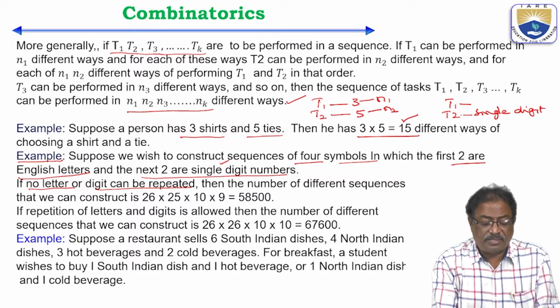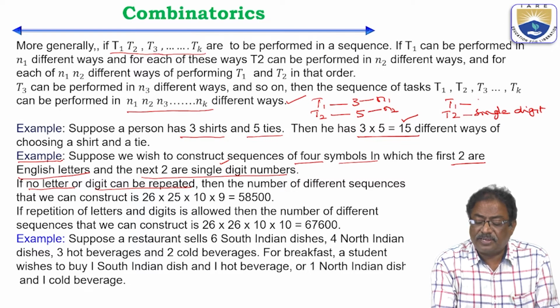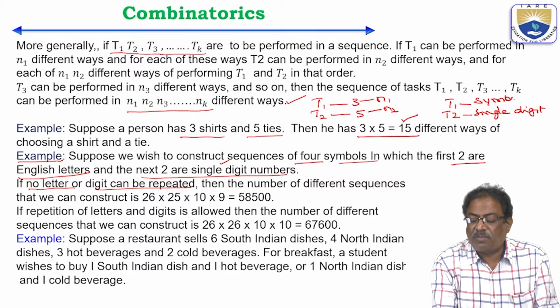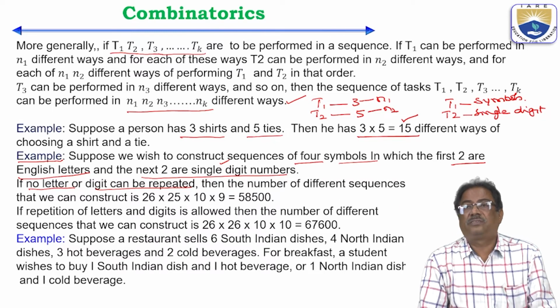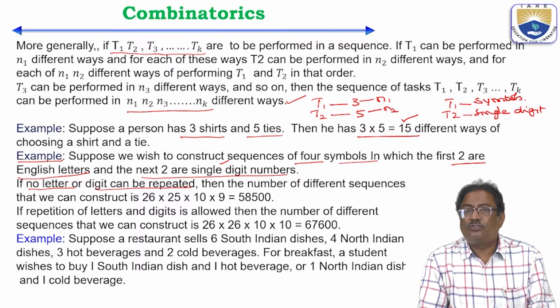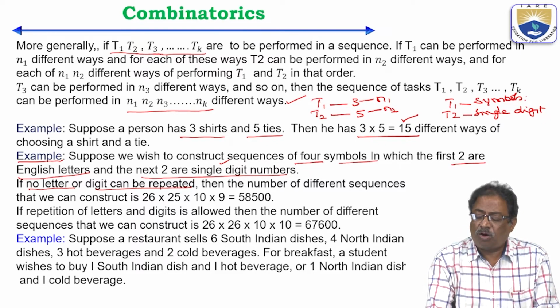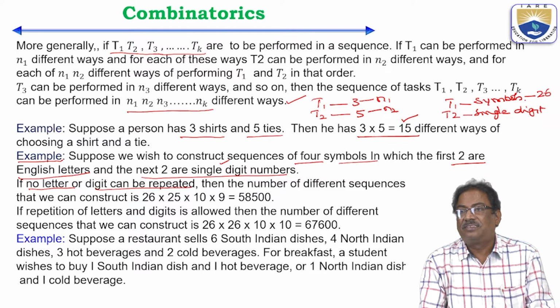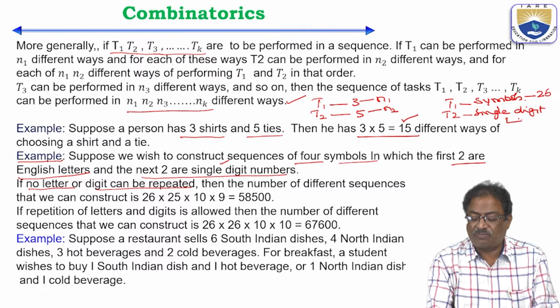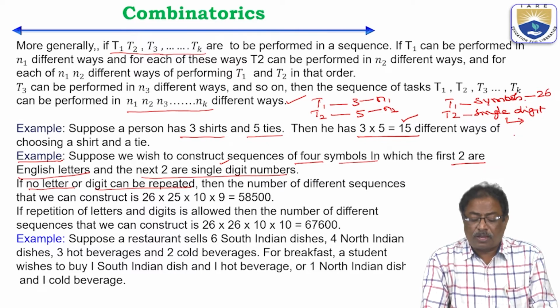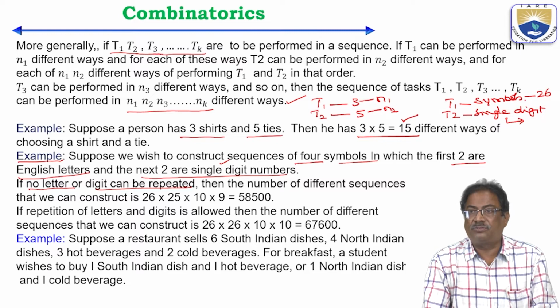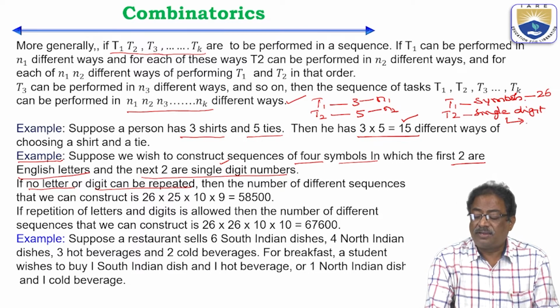And here, T1 is nothing but selecting symbols from the alphabets. Now, no symbol is repeated and no digit is repeated. So how many symbols will there be? There are 26 English alphabets, and if I take single digits, I have to consider 0 to 9. There are 10 in number.